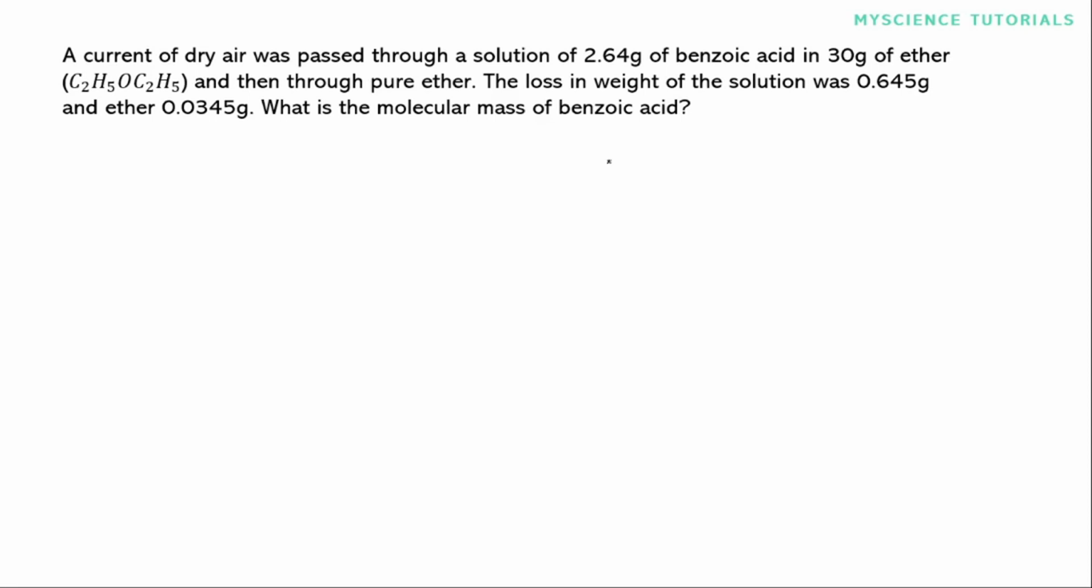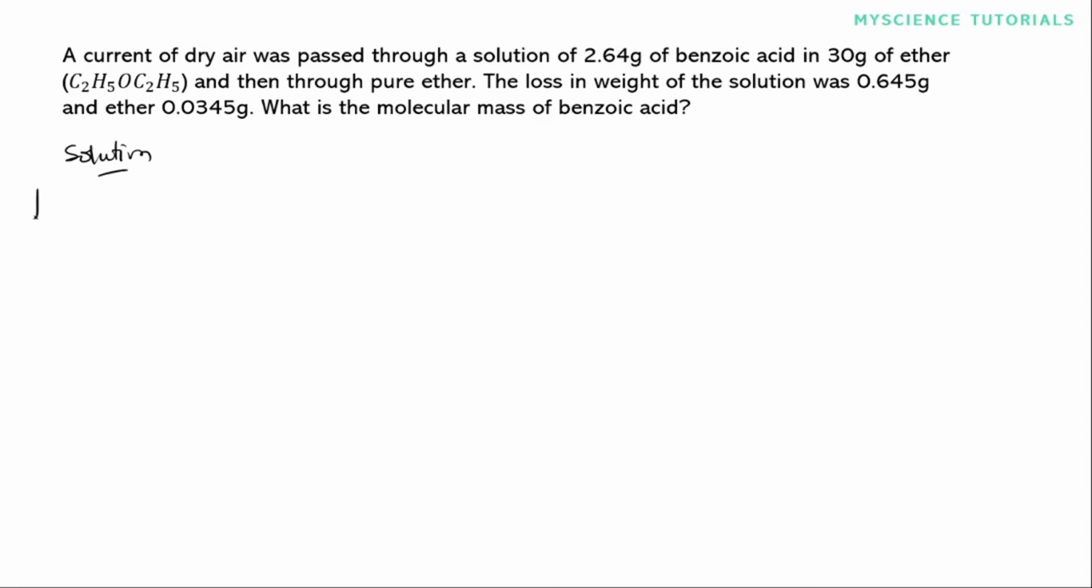Okay, so in this particular example, let's write down solution first. You can see that they are saying a current of dry air was passed through a solution of, we are given the mass of benzoic acid, and we have what? The mass of ether. Now they are giving us loss in weight of solution and that of what? The solvent. So we need to use the loss in weight of solution and the loss in weight of the ether, which is the solvent, to find the lowering vapor pressure, before we can use it to calculate the molar mass of the benzoic acid. Right, so let's go ahead.